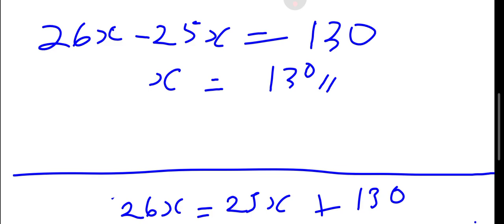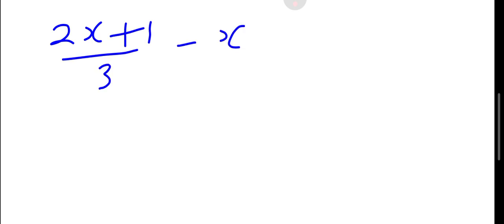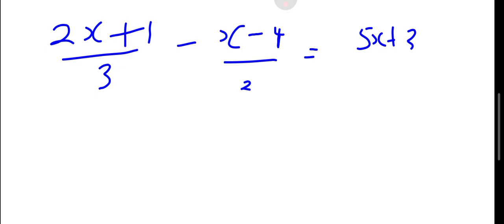Okay, so let's look at another example which is quite a little complex. So this one, you have fractions. So 2x plus 1 over 3 minus x minus 4 over 2 is equal to 5x plus 3 over 6.